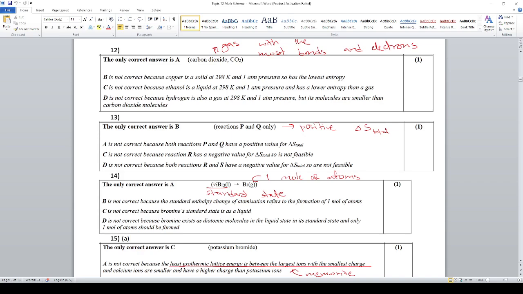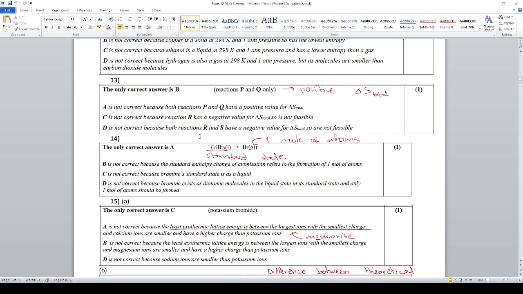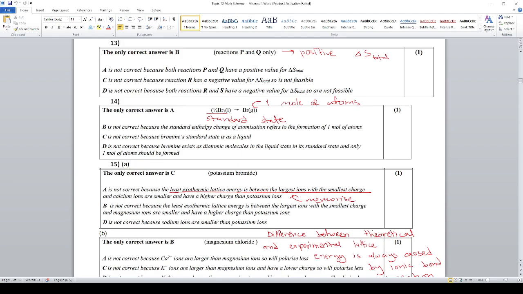Number 13, entropy change. So this is a series of reactions and you have to work out total entropy. This is very, very simple. Only the ones with positive total entropies will be feasible. This is applying the formula, and they've done all the calculations for you.